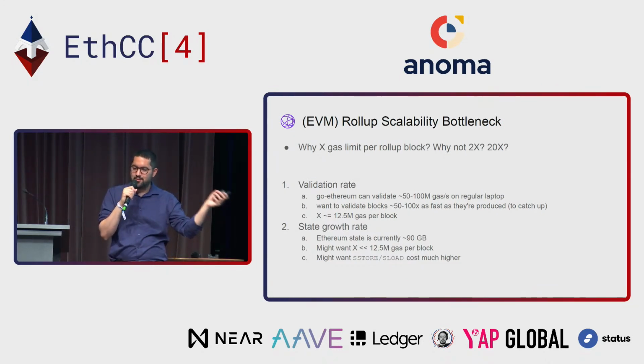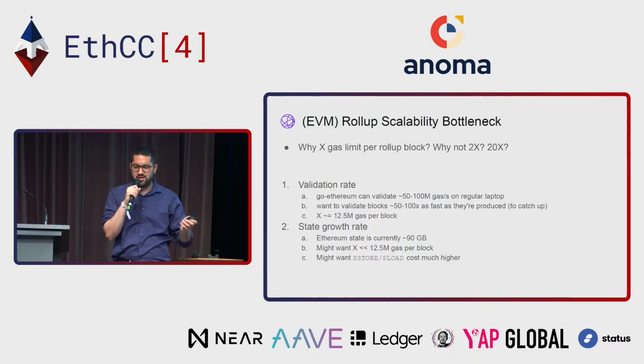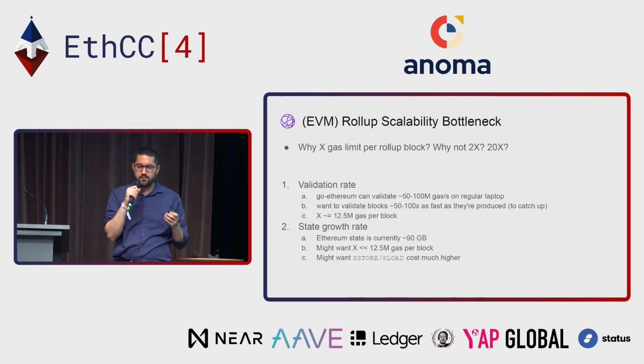So to stop your rollup from having such a large state so fast, you might want X to be even less than 12.5 million. And maybe you might also want to tweak the gas cost of things like SSTORE and SLOAD to be much, much higher, maybe 10 times higher, maybe 100 times higher, so that you don't encounter this state growth bottleneck.